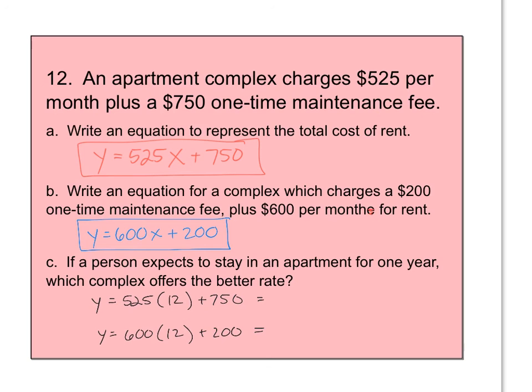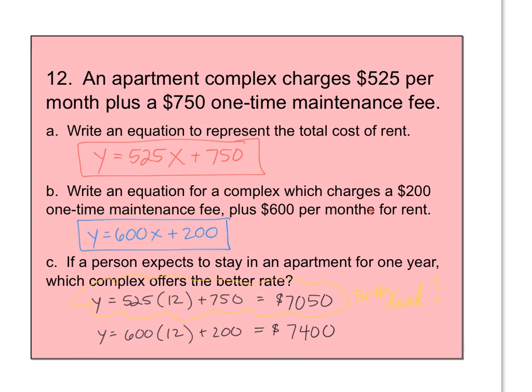So you can see my two equations here. I chose 12 because that's the number of months in 1 year. So for the first one, that one is going to cost me $7,050 for 1 year. For the second one, it's going to cost me $7,400 for the first year. So the better deal is the first one. Just make a little note here, better deal.